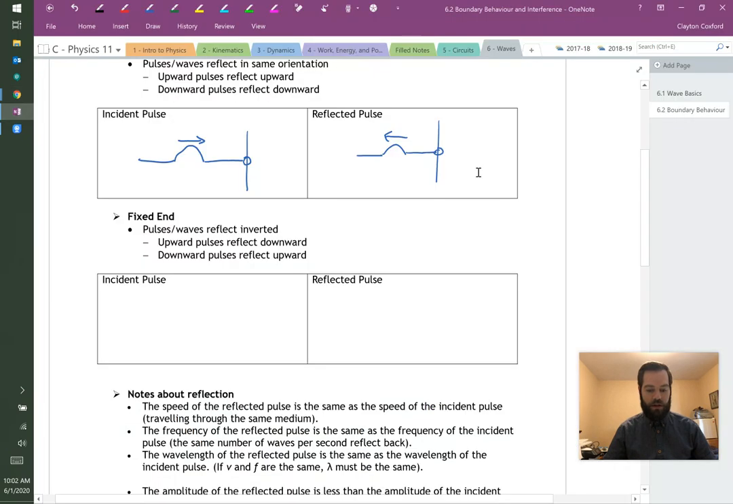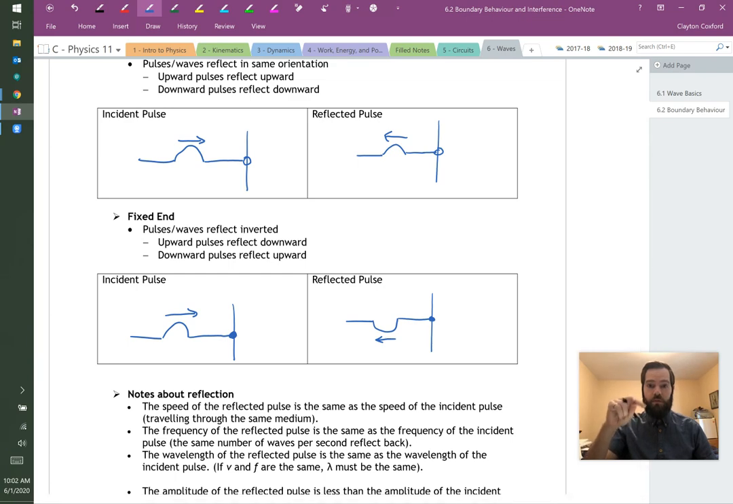So let's draw a quick picture of that. We see the incident pulse, an upright wave encountering a fixed end, so attached to the pole. The reflected pulse is going to be inverted, moving back in the opposite direction. So an upright pulse is going to reflect inverted. An inverted pulse or a downward pulse is going to reflect upright.